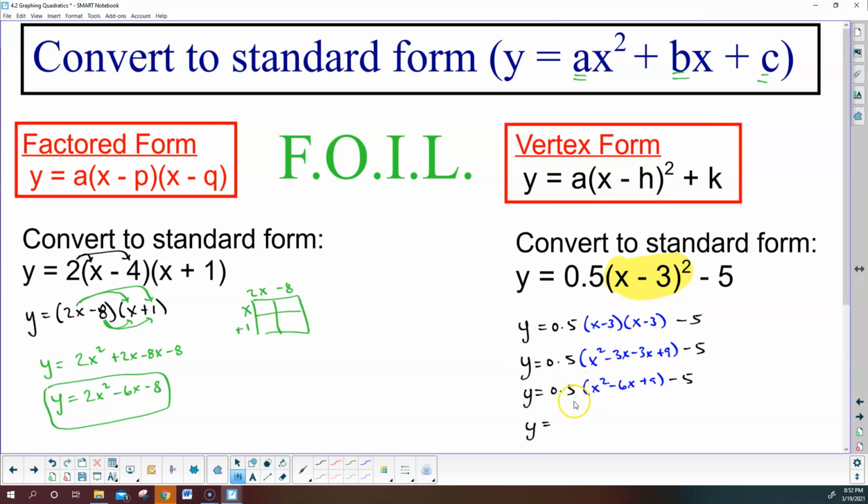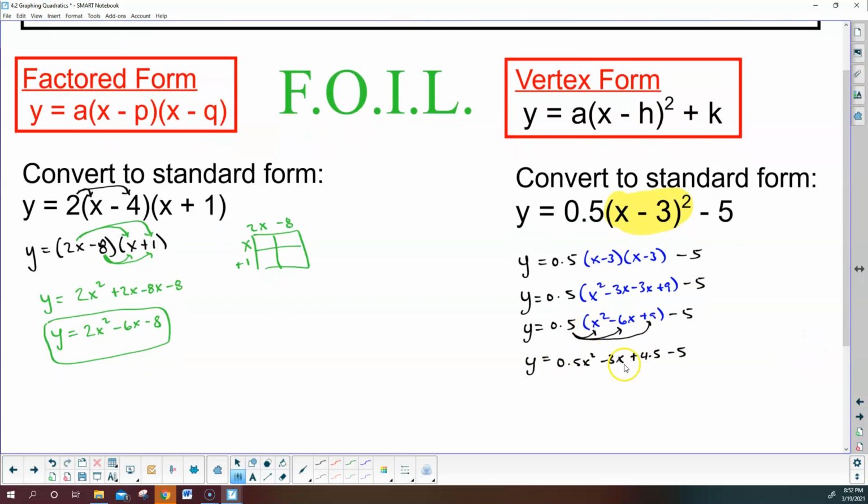But now I would distribute this 0.5 to each one of these pieces inside. So 0.5 times x squared. 0.5 times negative 6x is negative 3x. And 0.5 times 9 is 4.5. And then the minus 5 finally gets dropped down, and we'll combine our like terms. There we go. Now I know A, B, and C. This is written in standard form.